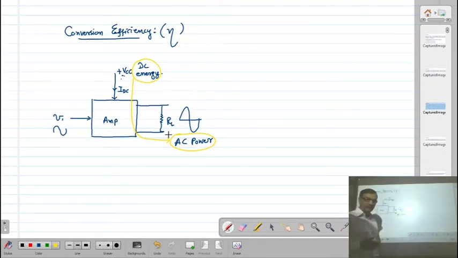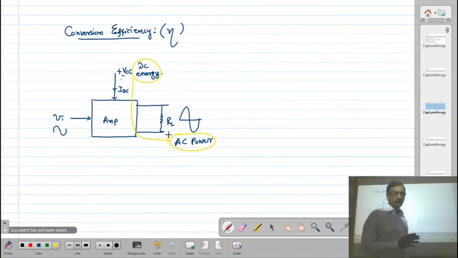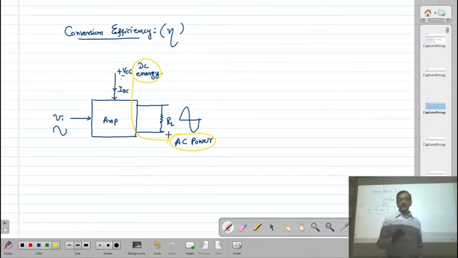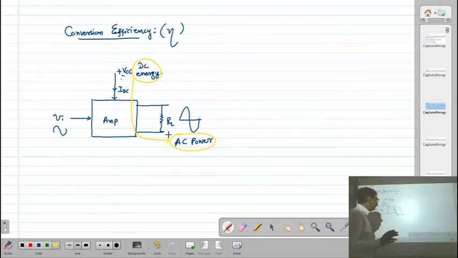Now, this efficiency can be 25%, 60%, 90% also. Normally you should design the amplifier so that the conversion efficiency is as high as possible. So again I repeat, basically the amplifier is converting my DC energy into AC energy. How much of the DC energy is converted into AC energy is known as the conversion efficiency of the amplifier.